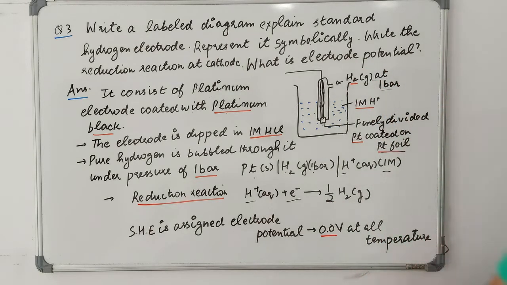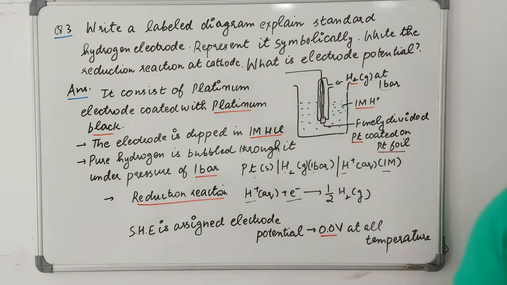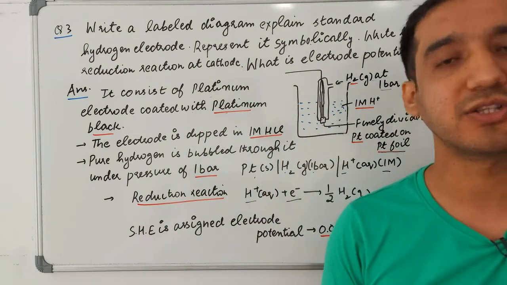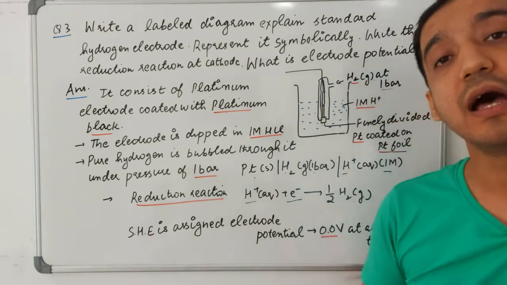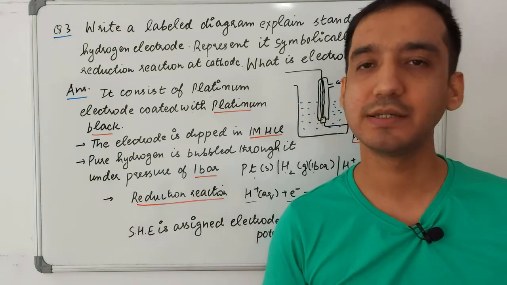Okay, next, what is the electrode potential you assign to SHE? The electrode potential you assign to SHE is 0 at all temperatures. So remember, it is a standard reduction potential and its value is 0, and it is used to compare the reduction potential or to find the reduction potential of the other cells.